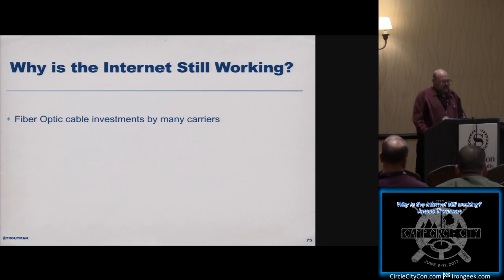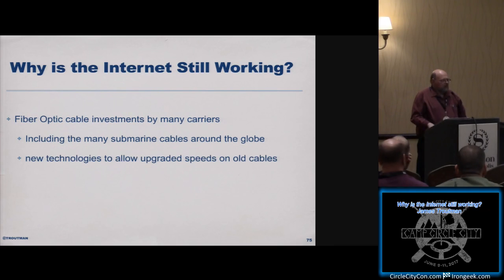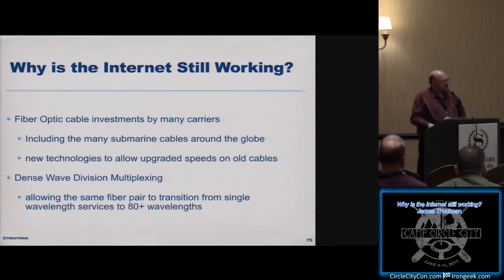The other big reason is the fiber optic cable investment from so many carriers, including many, many submarine cables around the world, and new technologies that have allowed us to get more speeds out of that same cable. Dense wave division multiplexing has been a big thing for a lot of carriers. Particularly back in the 80s, a lot of carriers were literally running 4 fibers. They would run hundreds of miles of fiber and have 4 fibers in it because they never thought they'd need anything more than that. A lot of that fiber is limited, but DWDM and similar technology has allowed them to extend the life of that and avoid a lot of costly builds.